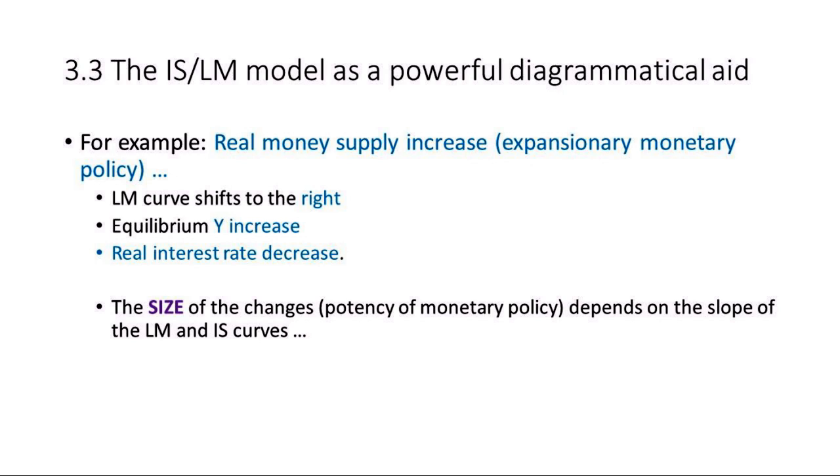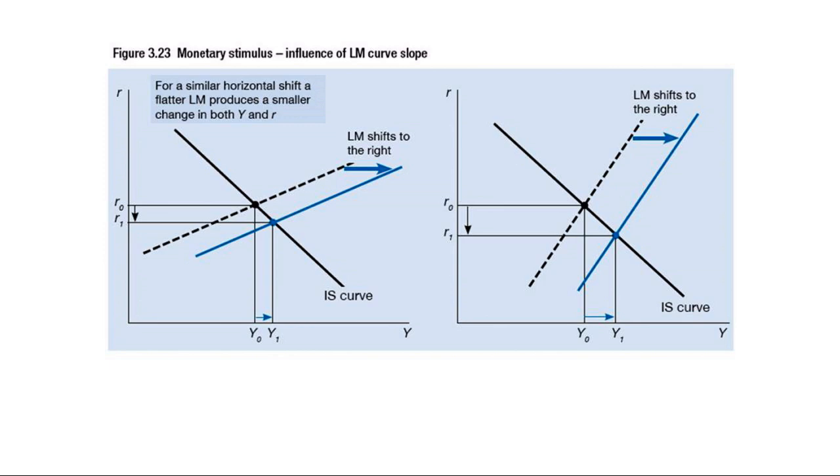So let's say that there's a real money supply increase, expansionary monetary policy from the Reserve Bank side. We know that this moves the LM curve to the right and it increases income and reduces the real interest rate. We explained that in video number 9. But the size of these changes, in other words, how well the policy works, is going to depend on the slopes of the curves.